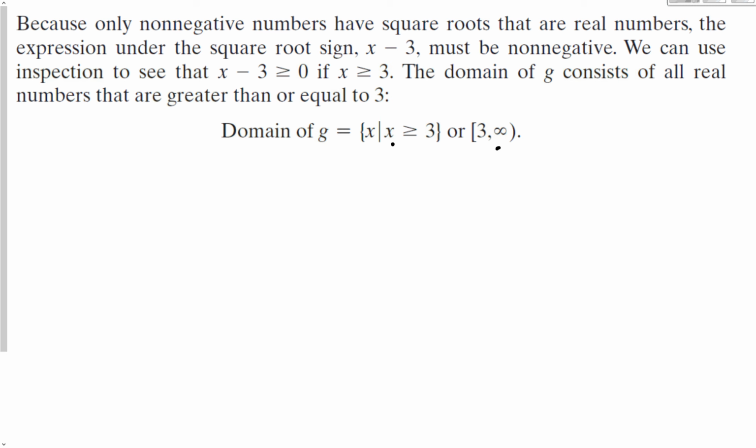Here's my explanation from the text: because only non-negative numbers have square roots that are real numbers, the expression under the square root sign, x minus 3, must be non-negative. We can use inspection, right? We can just figure it out just by looking at it. And the domain of g consists of all real numbers that are greater than or equal to 3, again in set builder notation and interval notation.